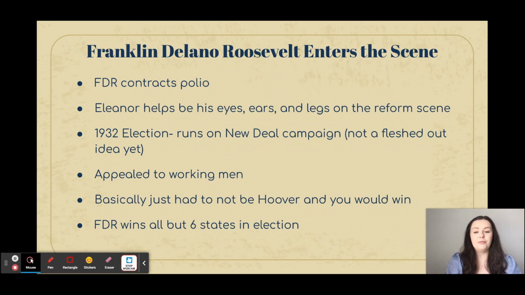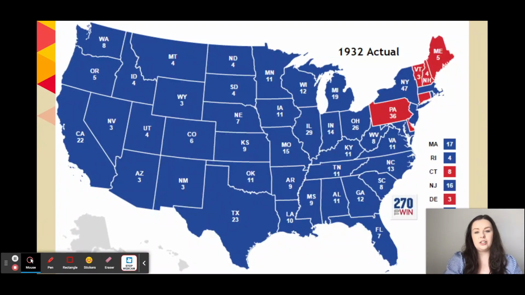Essentially, as you could see from your electoral map activity, he just had to not be Herbert Hoover and he would win. So he wins everything but 6 states, which is kind of unheard of. This is all the states he wins. That's what we call winning in a landslide.